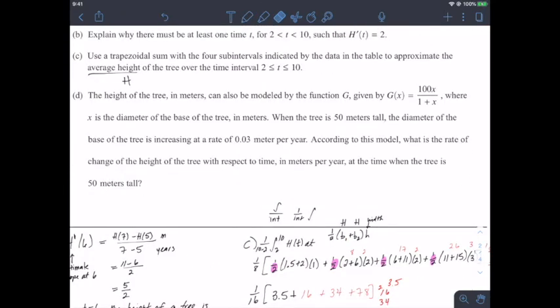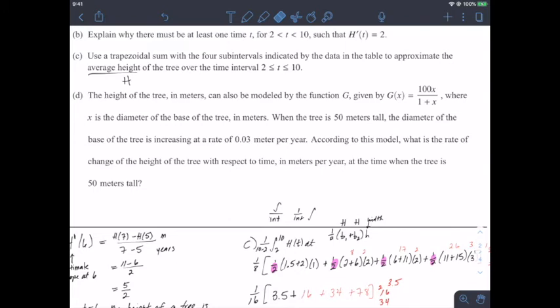Okay, let's take a look at part D. So the height of a tree in meters can also be modeled by the function g, given by g of x equaling 100x divided by 1 plus x, where x is the diameter of the base of the tree in meters. When the tree is 50 meters tall, the diameter of the base of the tree is increasing at a rate of 0.03 meters per year. According to this model, what is the rate of change of the height of the tree with respect to time in meters per year at the time when the tree is 50 meters tall?